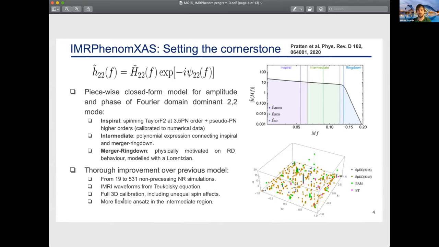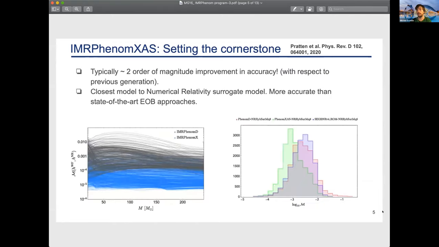The calibration is now fully three-dimensional, including unequal spin effects, which were not explicitly included in the previous generation, and some of the ansatz, especially in the intermediate region, were improved to allow more flexibility and improve the accuracy. Let's see how these improvements translate into accuracy.